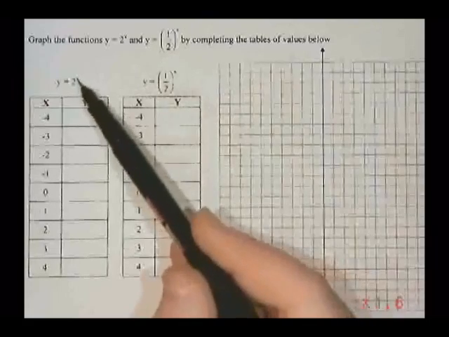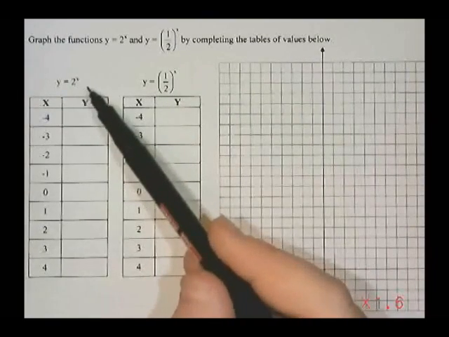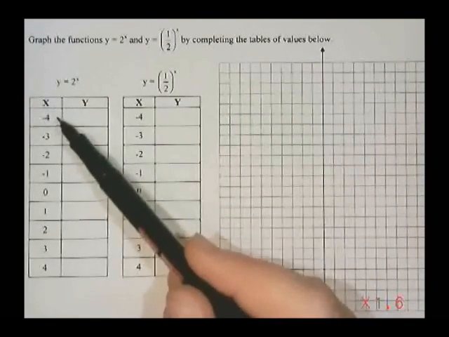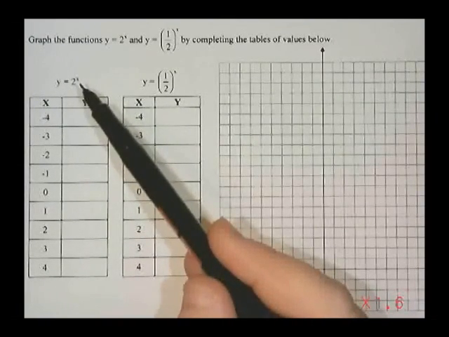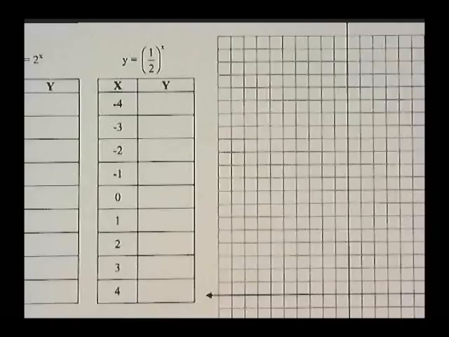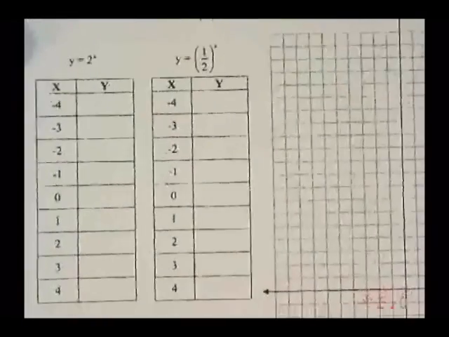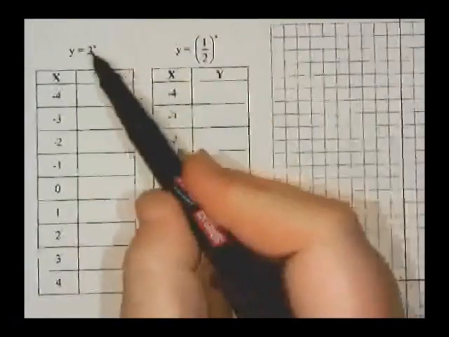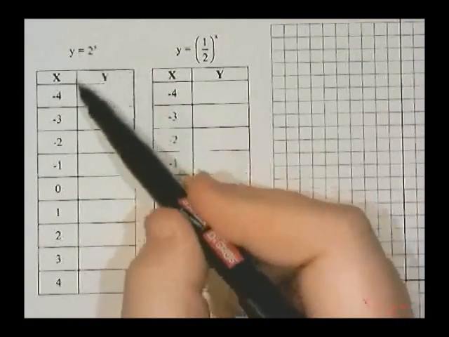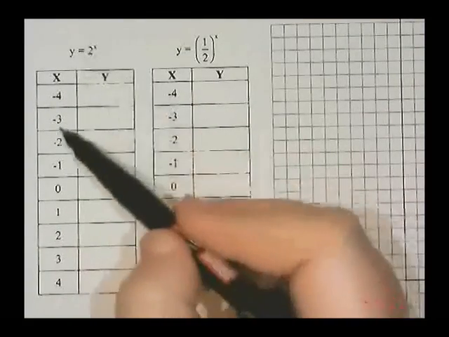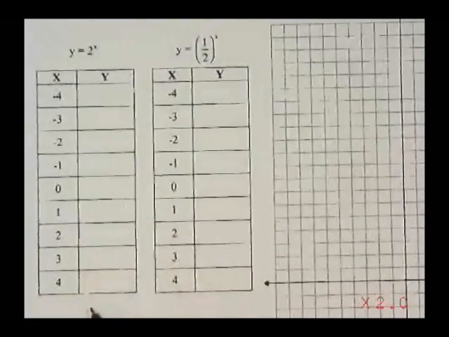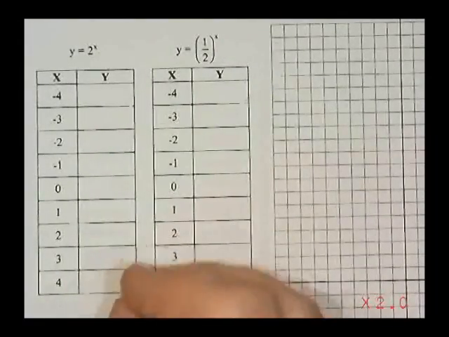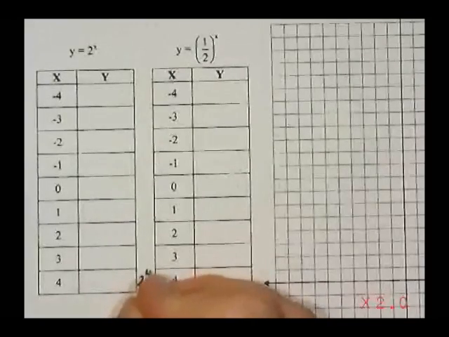So I'm going to start with 2 to the x, and when you do any table of values, you take your x values and substitute them in for the variable in your equation. I'm just going to zoom in a little so that I can see the equation better. I'm going to do 2 to the power of -4, 2 to the power of -3, 2 to the power of -2. But I like to start on the bottom, so I'm going to do 2 to the power of 4.